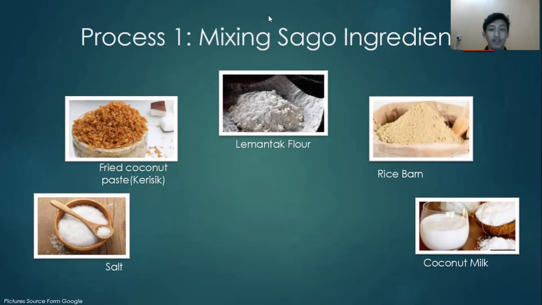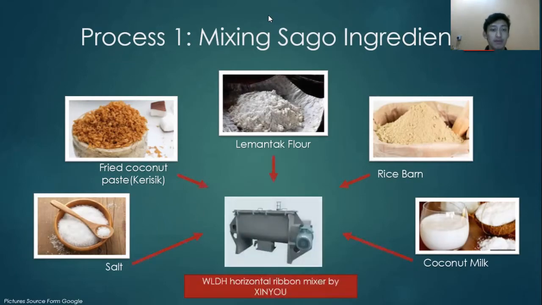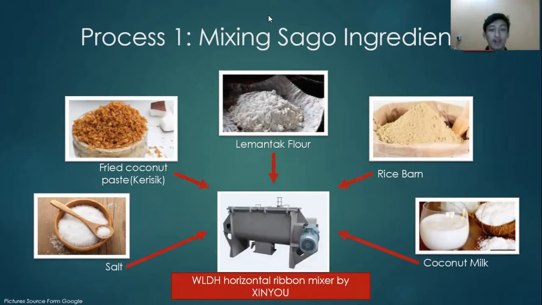To mix all of these ingredients, we will use the mixer machine, which is a WLDH horizontal ribbon mixer by Zinyo. By using this machine, we can mix all the ingredients uniformly, as it is the greatest advantage of using a horizontal ribbon mixer compared to the other types of mixer. This will help us to mix a large quantity of ingredients to make sago dough in a short time compared to using human labor in the traditional way.